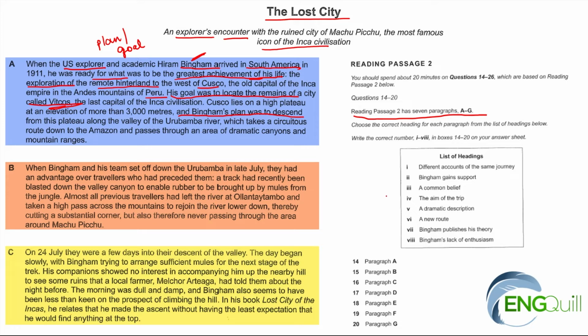Now, I'm going to do my process of elimination. Was it talking about different accounts? No, it was talking about his goal or his plan. Was it talking about his support? No. A common belief? No. The aim of the trip. Okay, you do find the word here. This is aim. You do find the word goal in the passage, isn't it? Okay, let's hold that. Is it talking about a dramatic description? No. A new route? No. Publishes his theory? No. His lack of enthusiasm? No. So, for question number 14, paragraph A, my answer has to be 4.